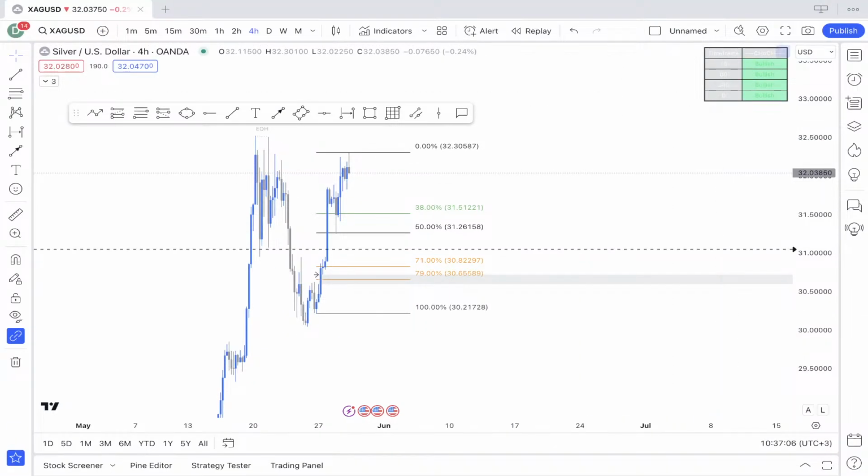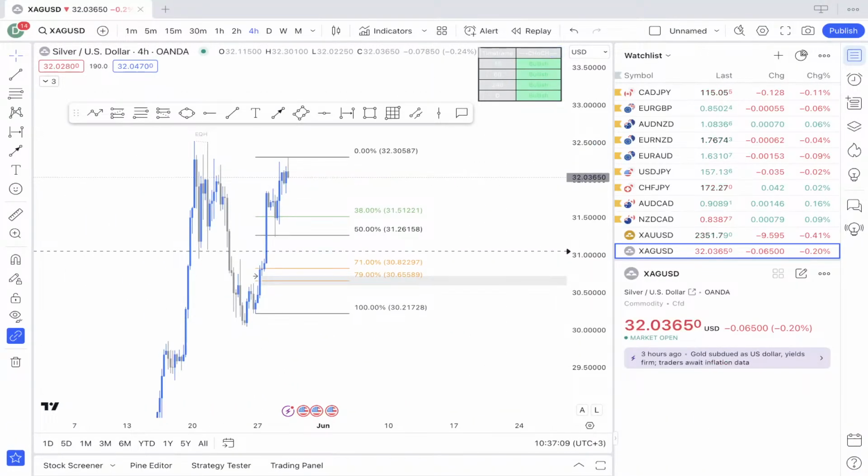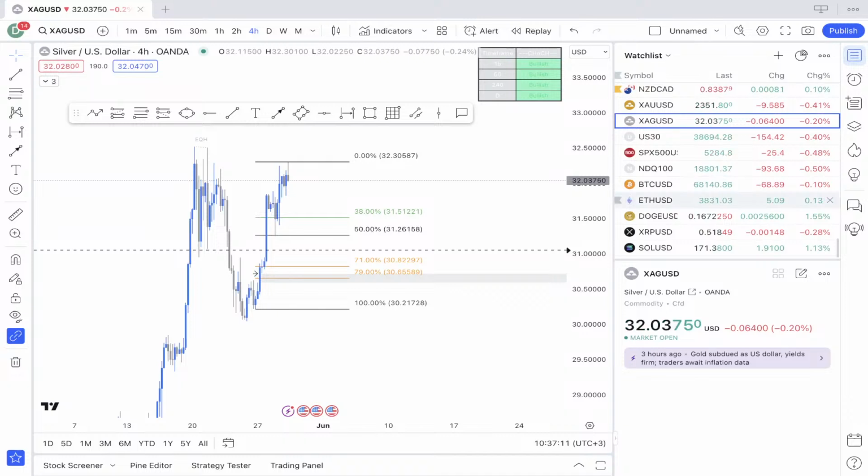And on that note, we'll end today's metals analysis right here. As always, if there's any further questions, you should reach out on Discord.